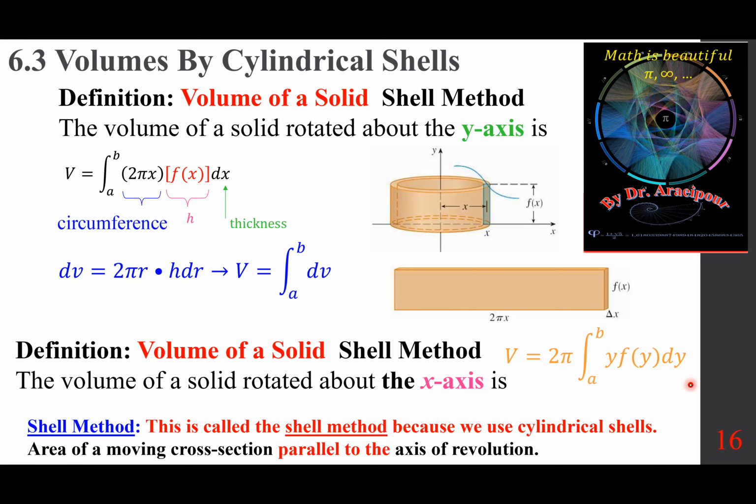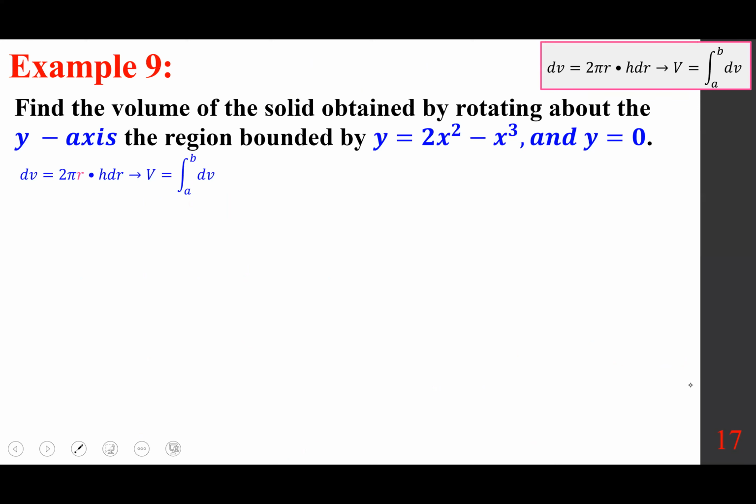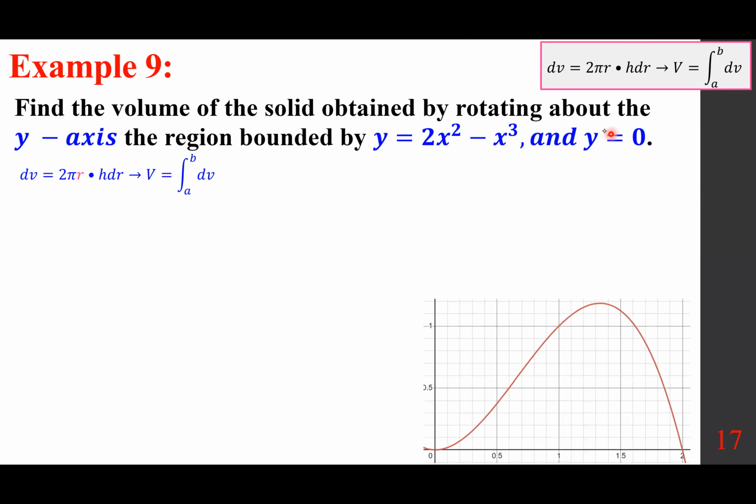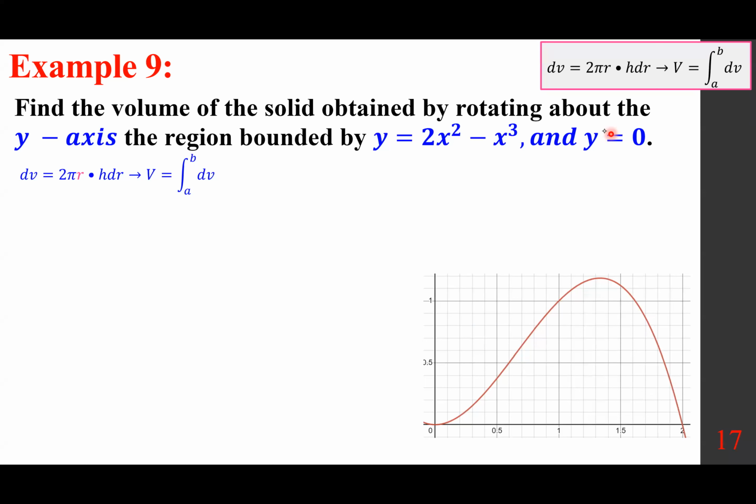So with that being the case, let's look at this example. We want to find the volume of a solid obtained by rotating about the y-axis, the region bounded by this function, y equals 2x squared minus x cubed, and y equals 0. So first and foremost, you have to graph it. And you can use even a graphing calculator for that. So it looks like that. And remember, it's bounded by this, and y equals 0 is the x-axis. So we're talking about this region.